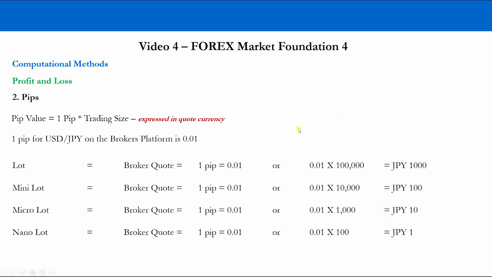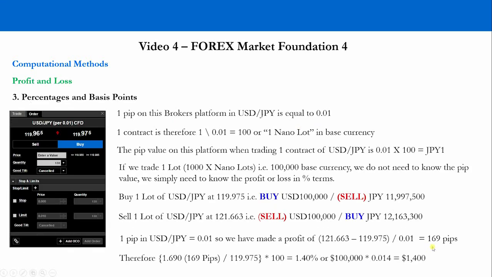So all pretty straightforward. Now, what about if we do this in percentages and basis points? So let's take the same example of dollar yen. So we know that 1 pip is 0.01, and the contract value is 100 in base currency. And in quote currency, 1 pip is equivalent to the value of 1 Japanese yen.